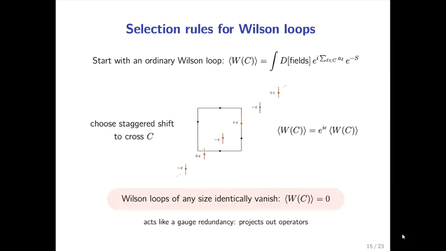So this is surprising because, if a Wilson loop is charged under a one-form symmetry, a global symmetry, then you only get a selection rule, namely that the expectation value is 0 in the limit that the loop is large. So this is actually a gauge redundancy. This is really a gauge redundancy, which is projecting out Wilson loops of all sizes.